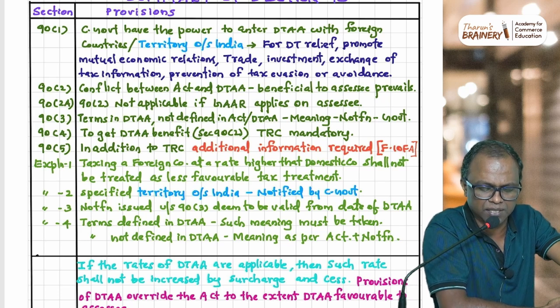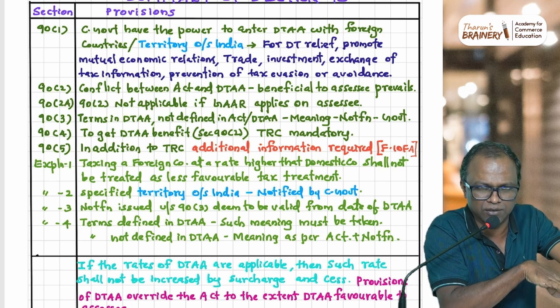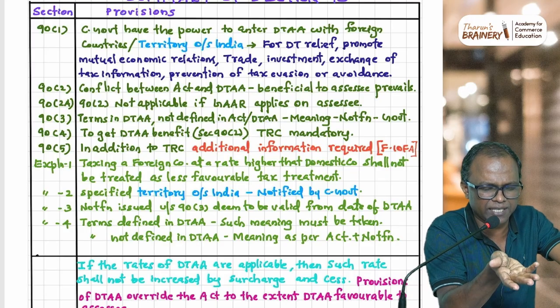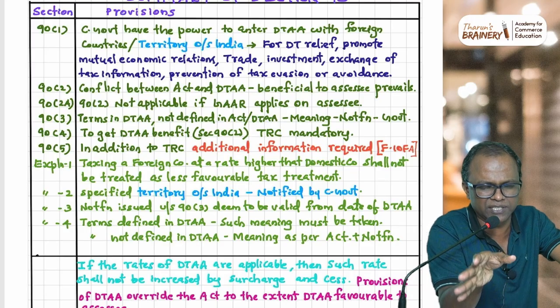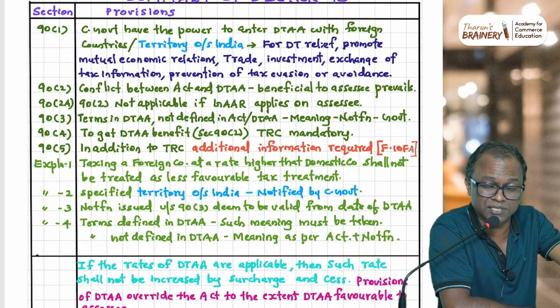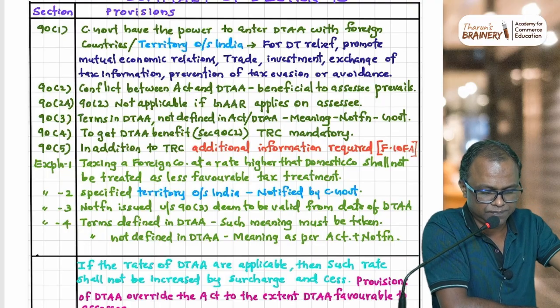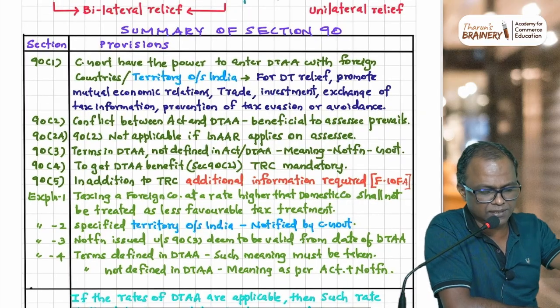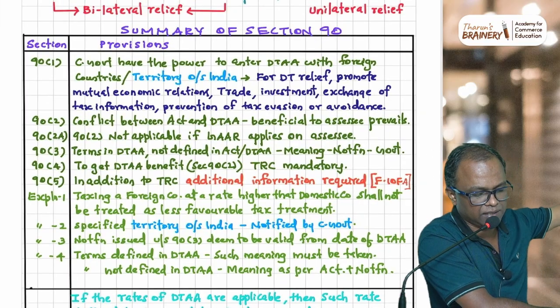If there is no notification, but the meaning is defined under the domestic income tax law, and no definition is available in the DTA agreement even though the word is used in it, then take the meaning as per the Domestic Act. Domestic Act means Income Tax Act. So these are the major structure of Section 90 and the explanation.